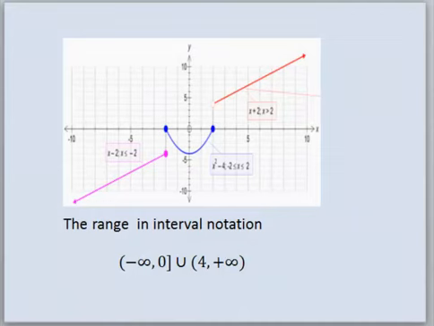Therefore the range in interval notation is given by this open bracket, which means does not include infinity, because we can't have a definite value for infinity. It goes up to 0, 0 is included, that comes from these dots that are there. And then we have the union with 4, which is an open bracket, because of that circle, up to positive infinity, which is an open bracket again.